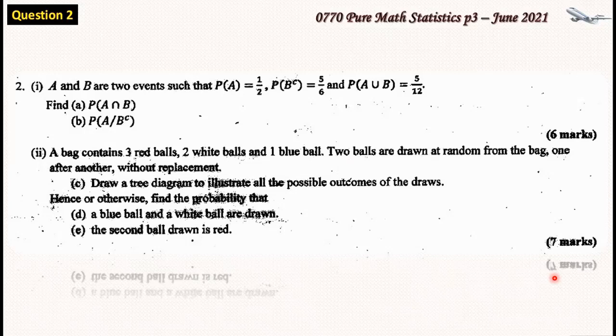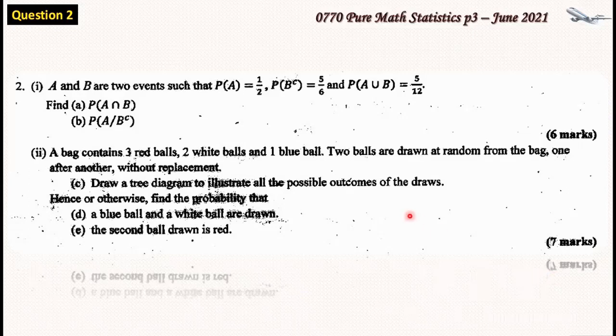Sub 2, a bag contains 3 red balls, 2 white balls, and a blue ball. 2 balls are drawn at random from the bag, one after the other, without replacement. C, draw a tree diagram to illustrate all the possible outcomes of the draws. Hence or otherwise, find the probability that a blue ball and a white ball are drawn. E, the second ball drawn is red.